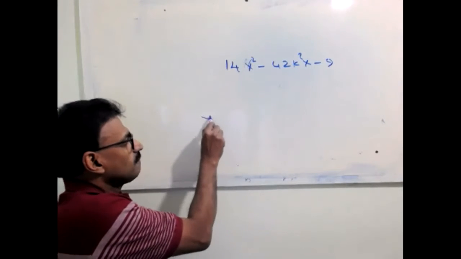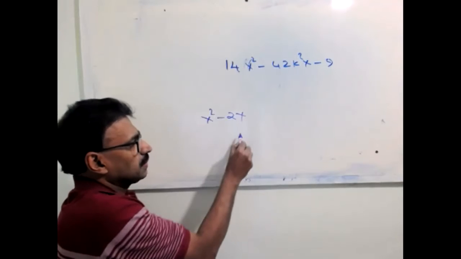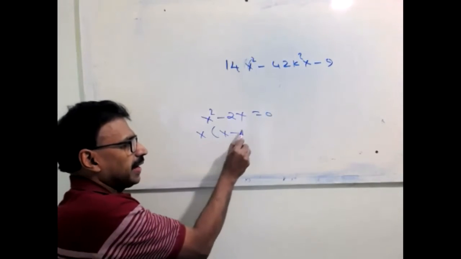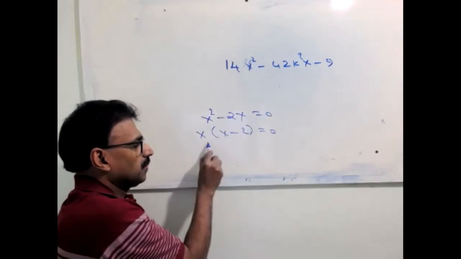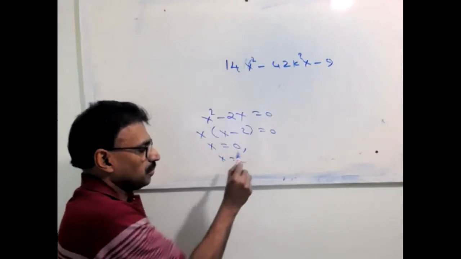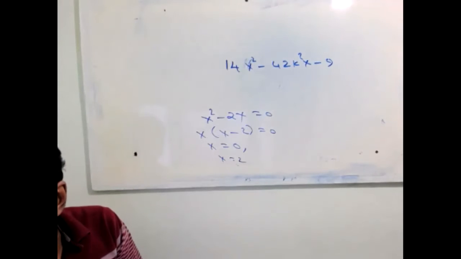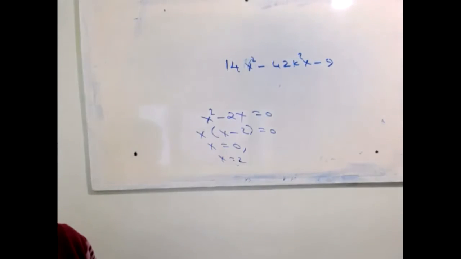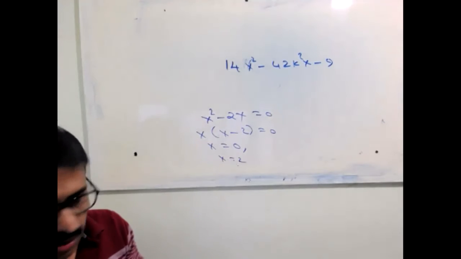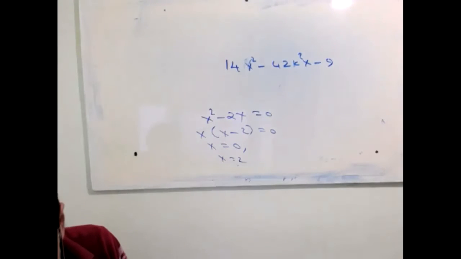x square minus 2x equals 0, right? x outside, x minus 2 equals 0. x equals 0 or x equals 2. Understood or not? Okay, clear now? Don't miss 0; 0 is also a zero. Okay, next one.